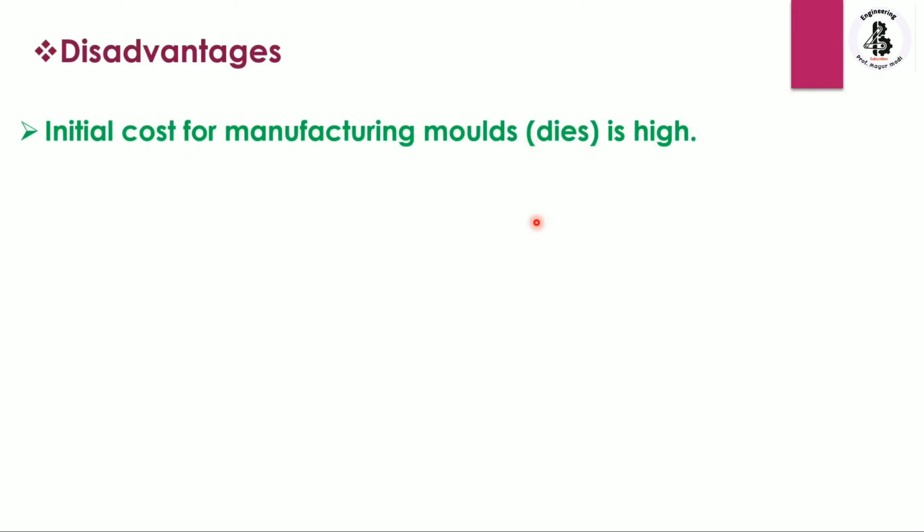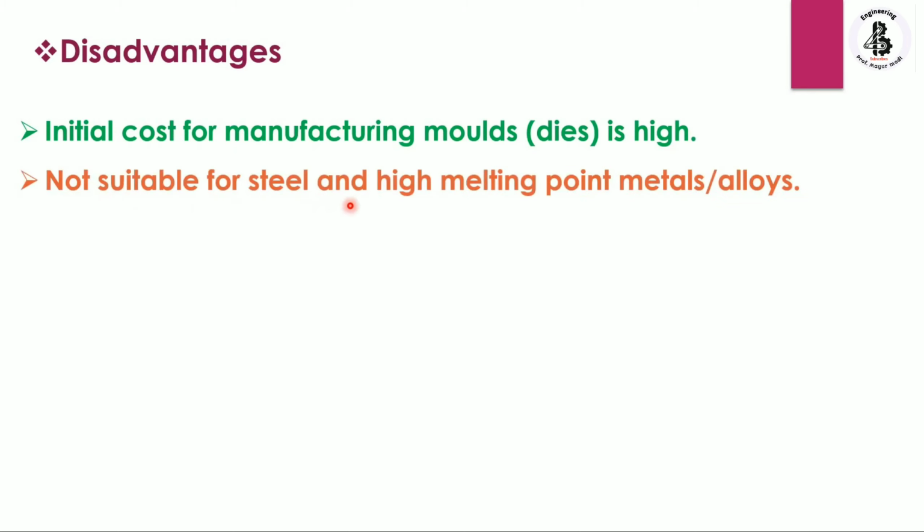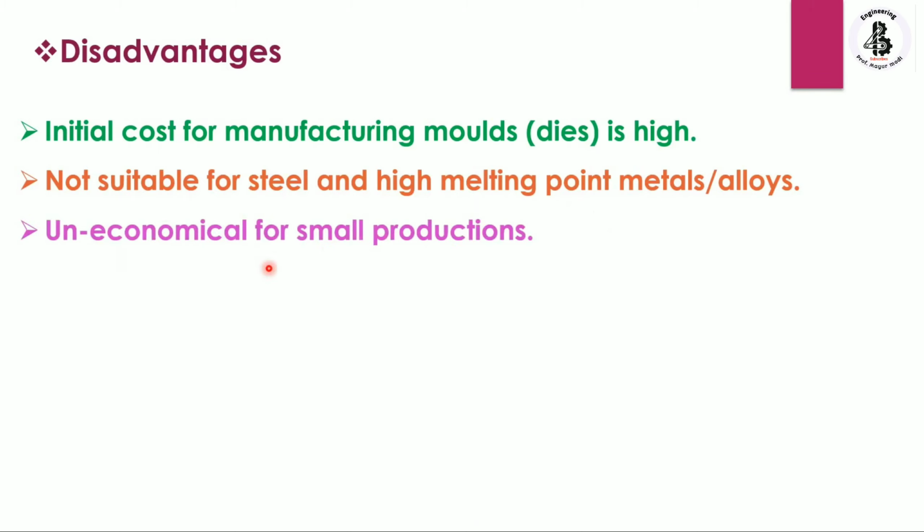Some of the disadvantages are that the initial cost of manufacturing the molds, or you can say dies, is high because they are made with metallic materials. It is not suitable for steels and high melting point metals or alloys, because the higher temperature molten metal will be poured into these molds, or dies, which are also made with metallic materials. So there are some limitations with respect to the melting points of the metal or alloys. It is uneconomical for small production sizes.